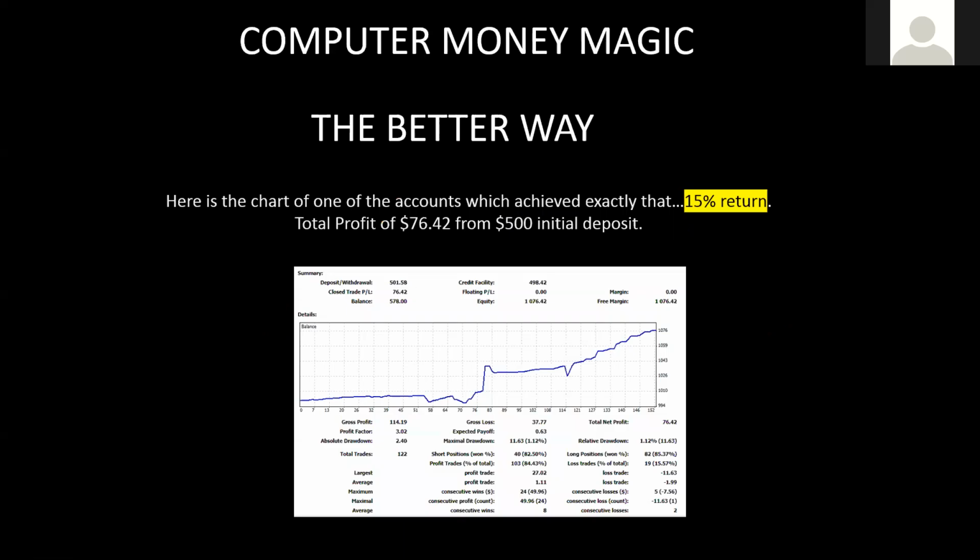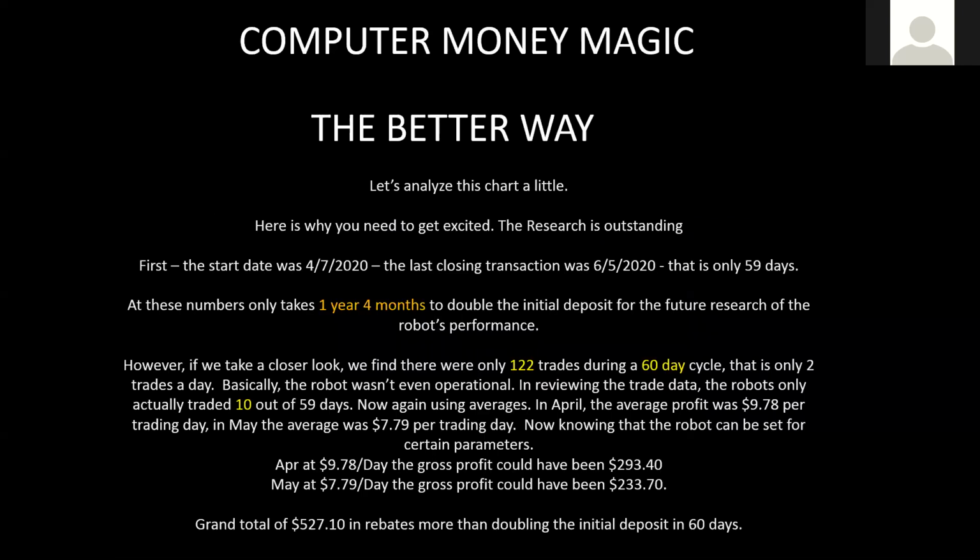All right. So here's a chart of one of the accounts which had achieved exactly that 15% rate of return, a total profit of $76.42 from the initial $500 deposit. So that's great, right? We get 15% return. So if we look a little bit closer here, we actually see why you need to get excited, because the research that is being done is truly outstanding.